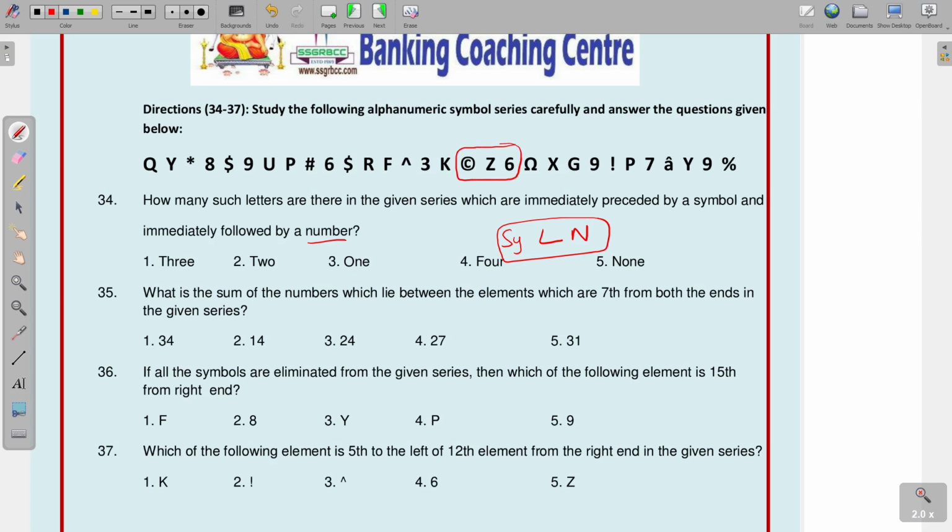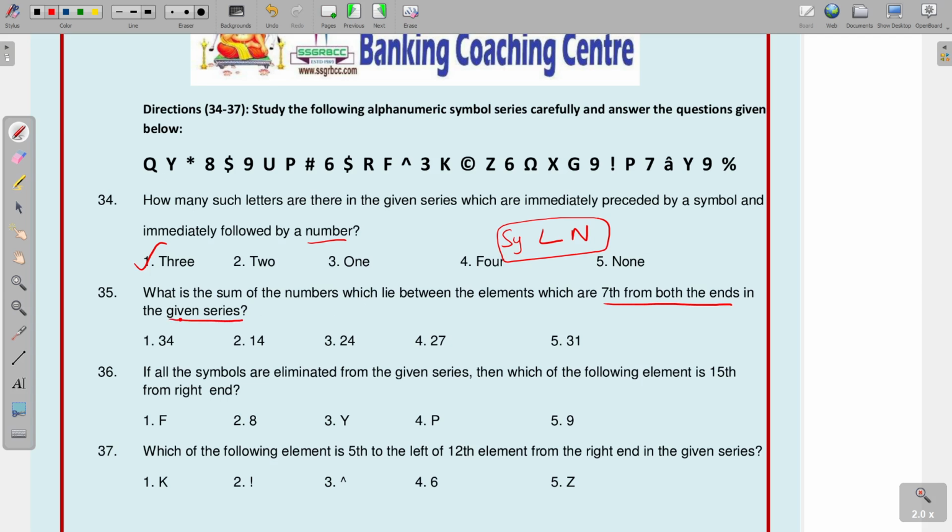Symbol, letter and number, that is one, and next, symbol, letter and number, this is the second one, and next, symbol, letter and number. Totally 3 combinations are there. Question number 35. What is the sum of the numbers which lie between the elements which are 7th from both ends in the given series?